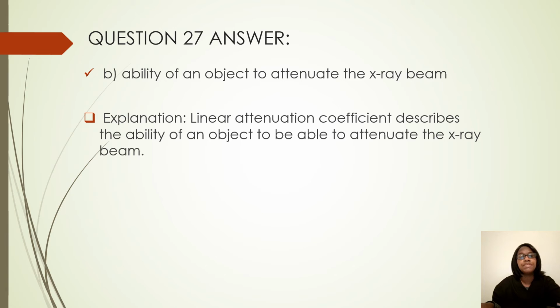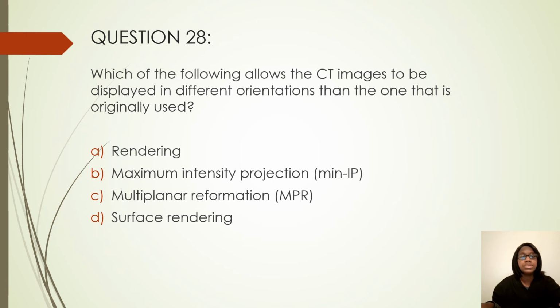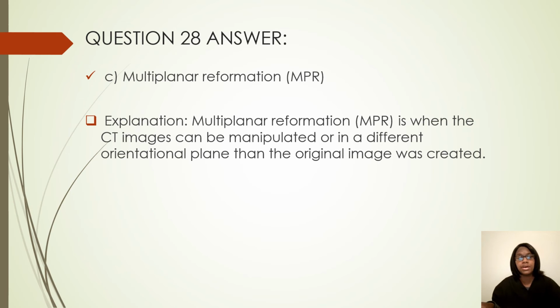The ability of an object to attenuate the X-ray beam. Which of the following allows the CT images to be displayed in different orientations than the one that is originally used? You have your rendering, your MinIP, your multi-planar reformation or MPR, your surface rendering. This is going to be MPR.